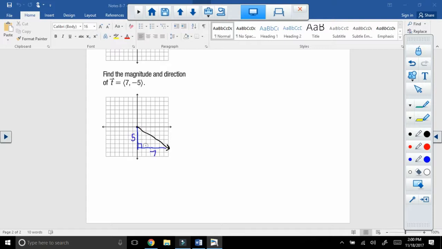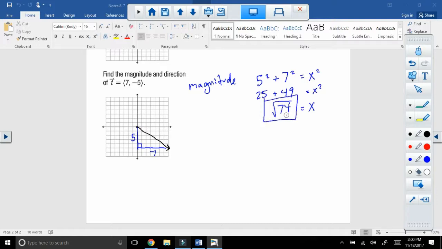that's fine. This would be 5, this would be 7, so the magnitude, I would just do 5 squared plus 7 squared equals what number squared? So 25, 49, this is going to be 74, or the magnitude is going to be the square root of 74. And I'll just leave it like that. Again, if you'd rather change it to a decimal, go for it.